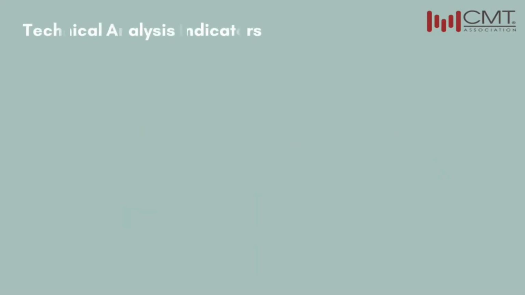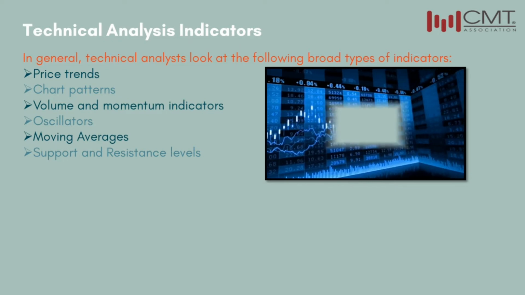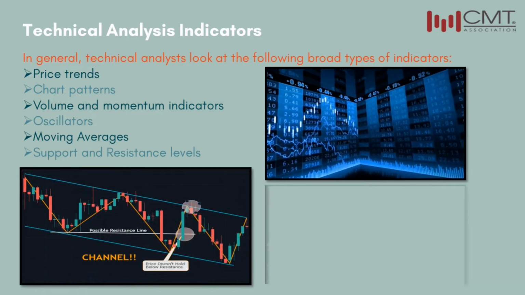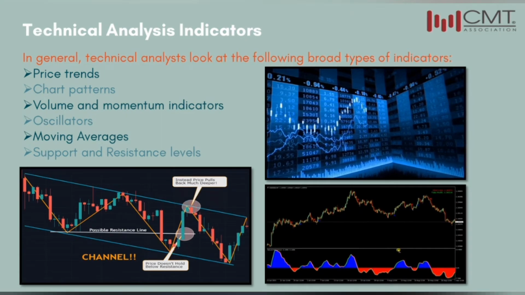Now let's learn what are the technical analysis indicators. In general, technical analysts look at the following broad types of indicators: price trends, chart patterns, volume and momentum indicators, oscillators, moving averages, support and resistance levels.